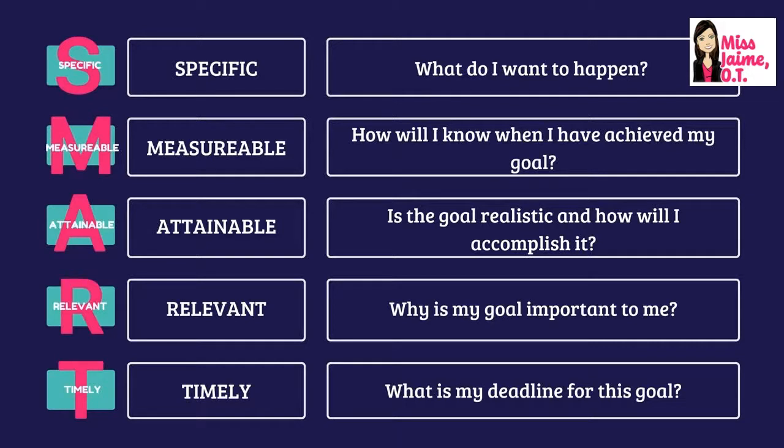And relevant, why does this goal matter? Why is it even something that we're working on? How is it going to impact the child in the classroom? And last of all, timely. When do we think that the child is going to achieve this goal?